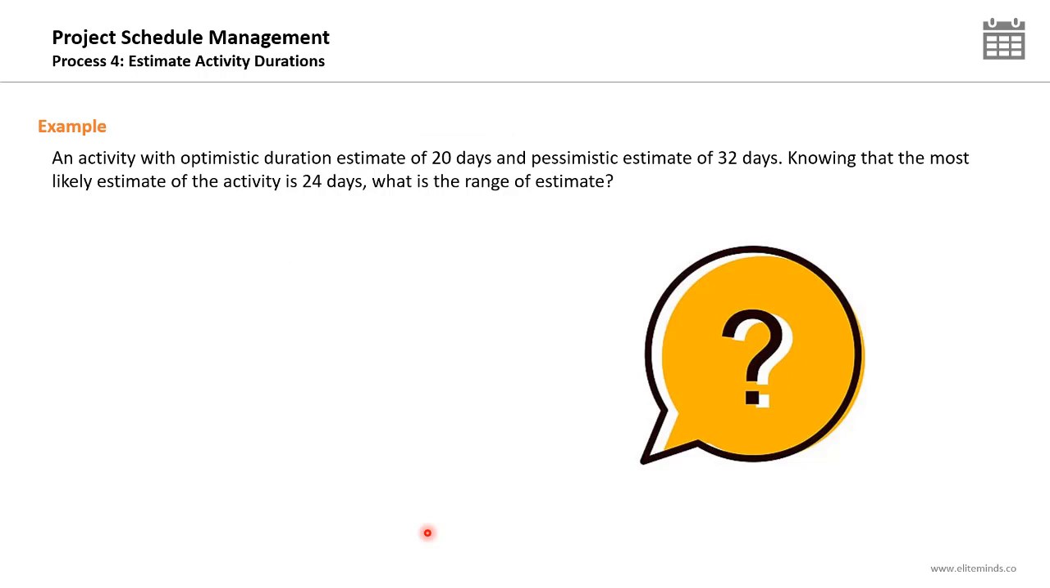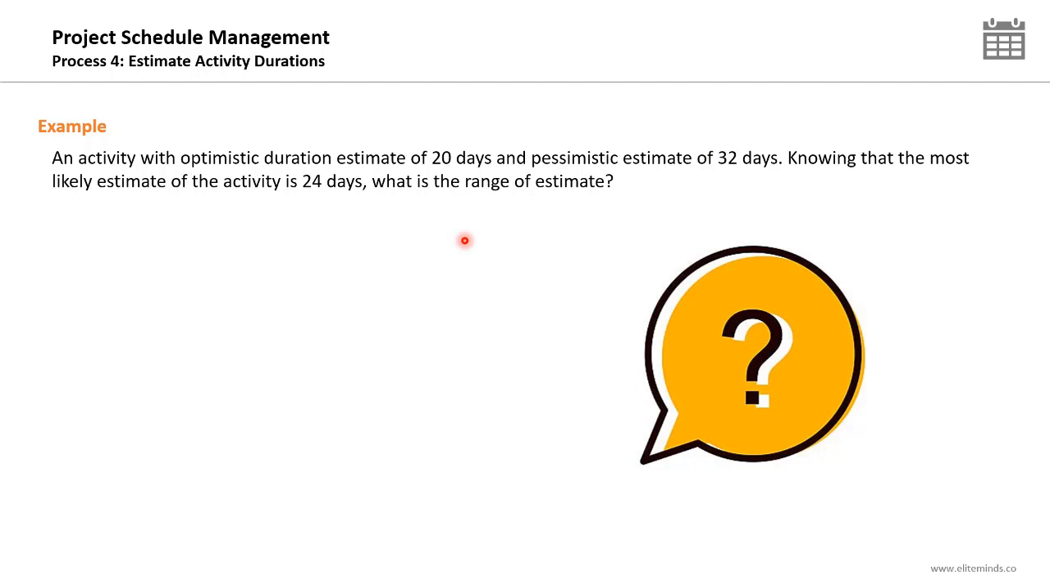Let's see an example on the PERT formula. An activity with an optimistic duration estimate of 20 days and a pessimistic estimate of 32 days. Knowing that the most likely estimate is 24 days, what is the range of estimate? So you were given the optimistic estimate, the pessimistic, and the most likely estimate.